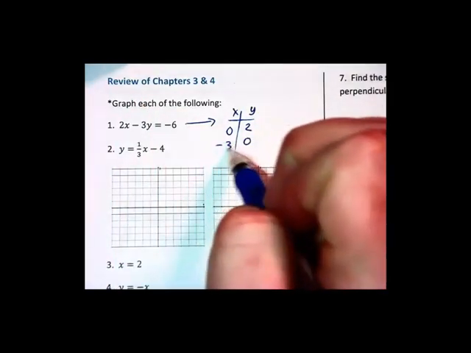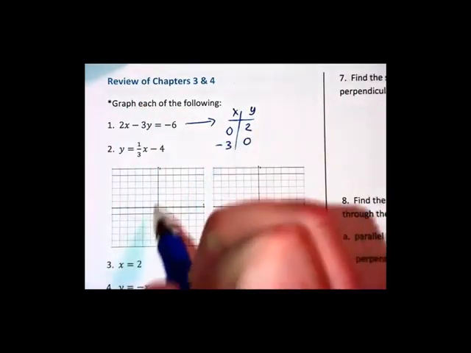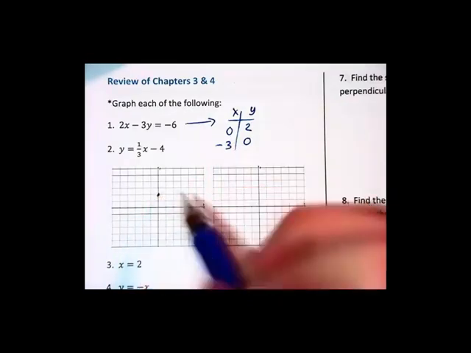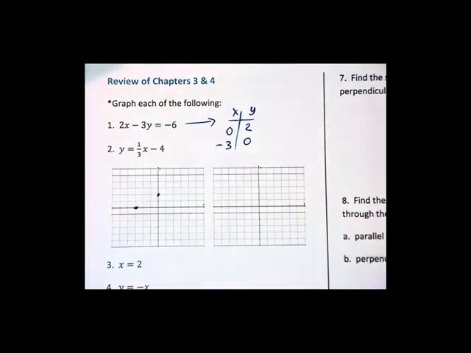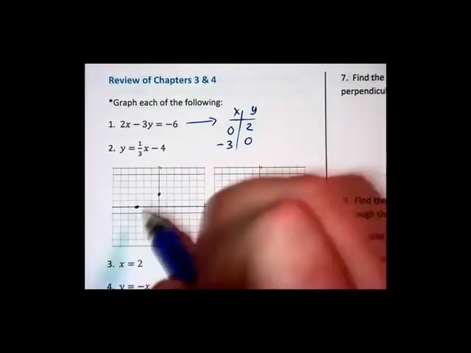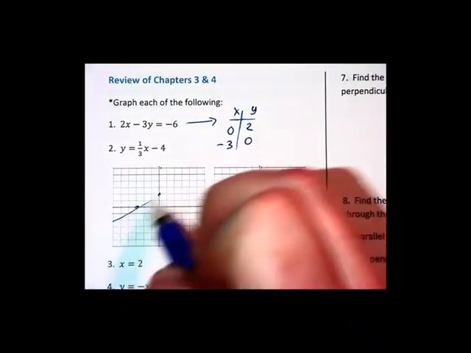I'll graph this first line down here on the left, a y-intercept of (0, 2) and x-intercept of (-3, 0). That gives us these 2 points, and through them we draw our straight line.